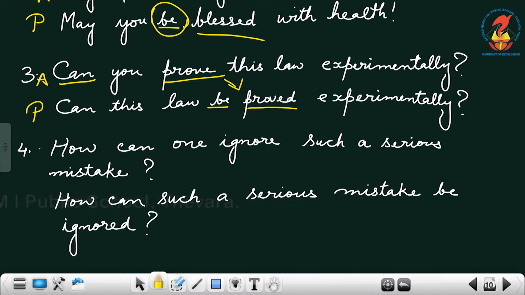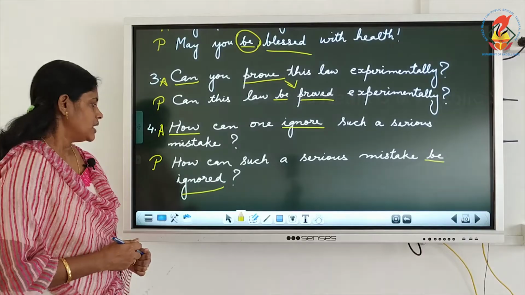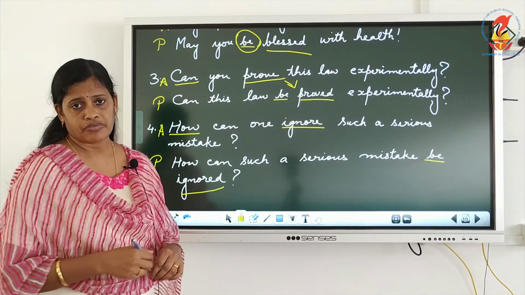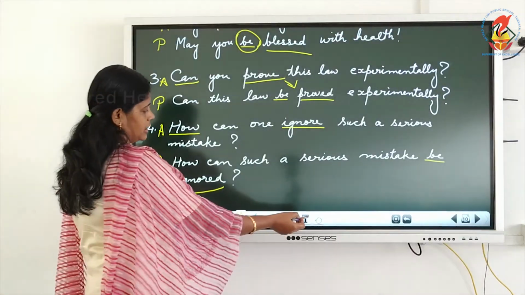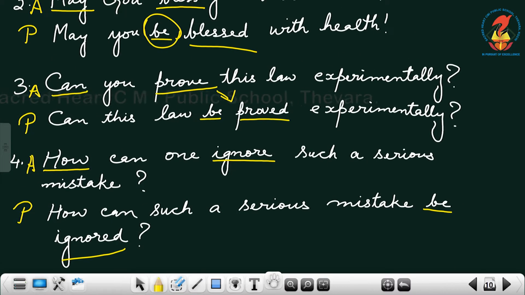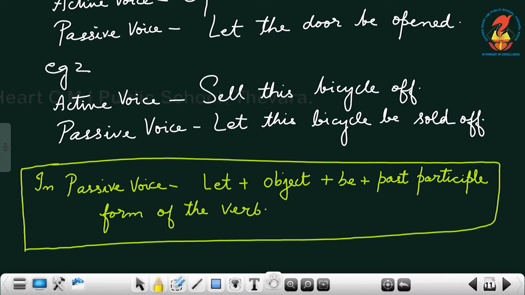The fourth one is again in the active voice. We start with the word how. How can one ignore such a serious mistake? In the passive voice, how can such a serious mistake be ignored? So this is the verb and we have added the word be and ed. This is the past participle form of the verb. So be ignored. How can such a serious mistake be ignored? Now, this is about modal auxiliaries.